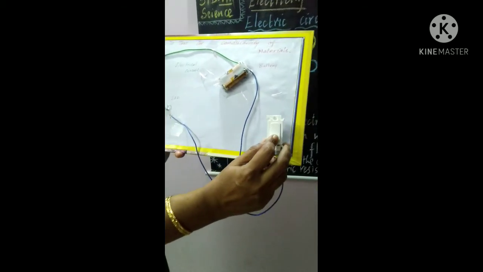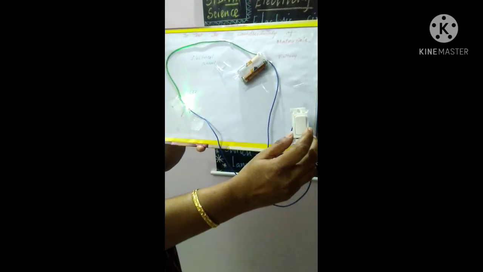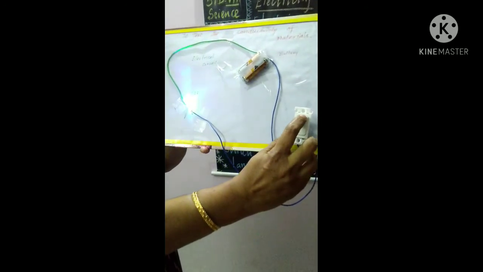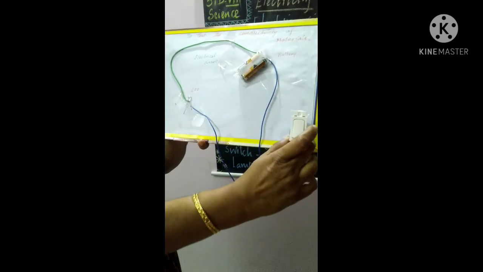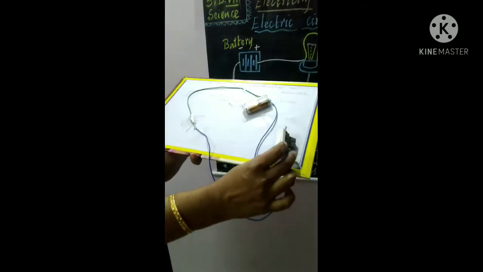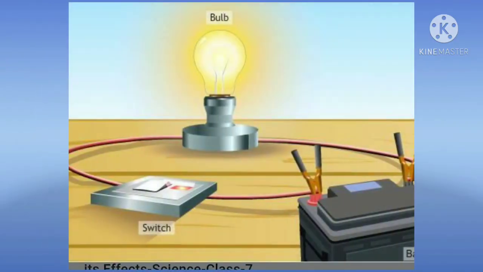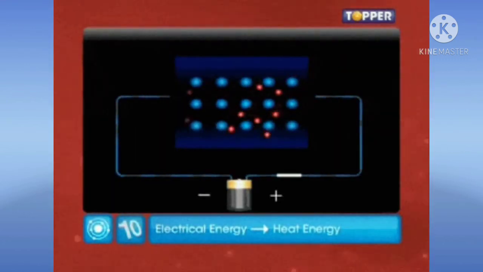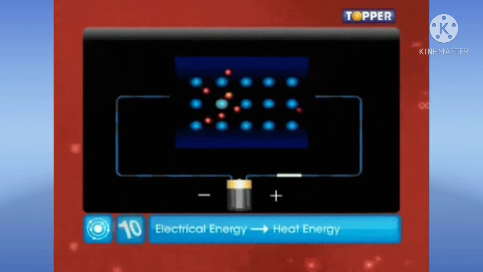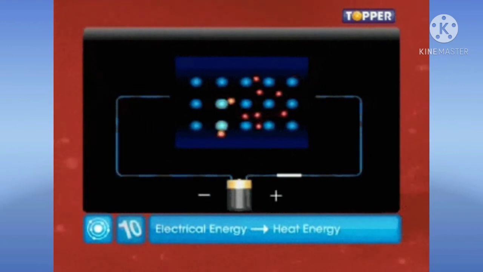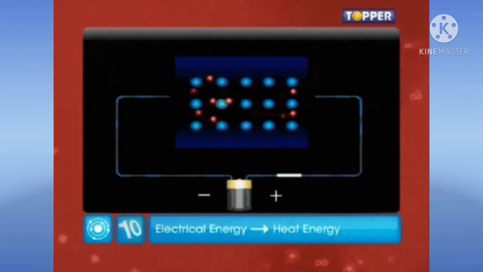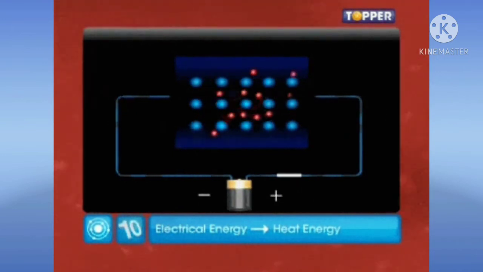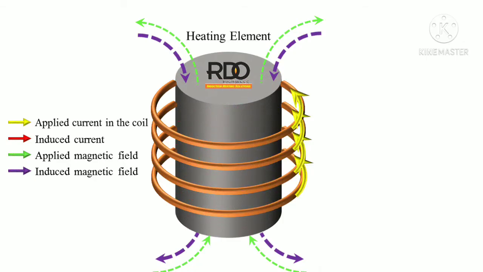Move an electric switch to the on position. Let the bulb glow for a minute or so. Touch the bulb now. Do you feel the heat? When an electric current passes through the conductor, there is a considerable friction between the moving electrons and the molecules of the conductor. During this process, electrical energy is transformed to heat energy. This is known as the heating effect of electric current.